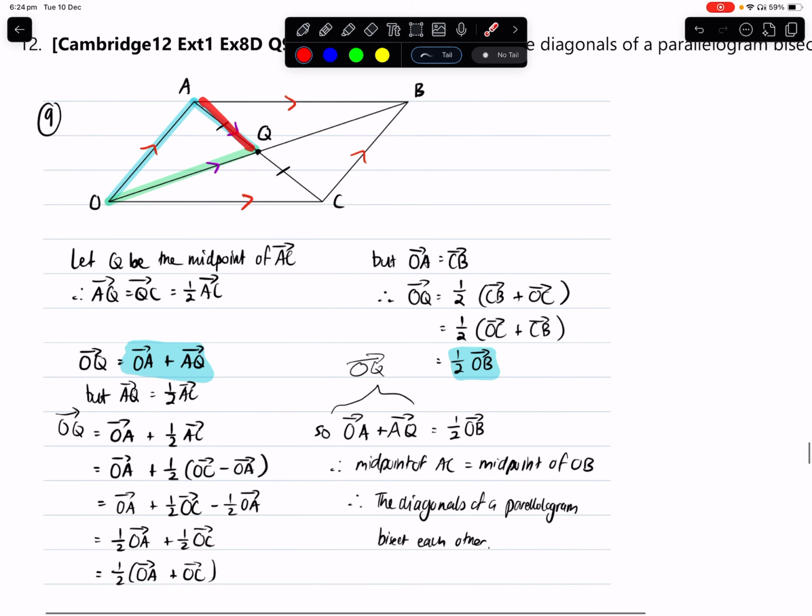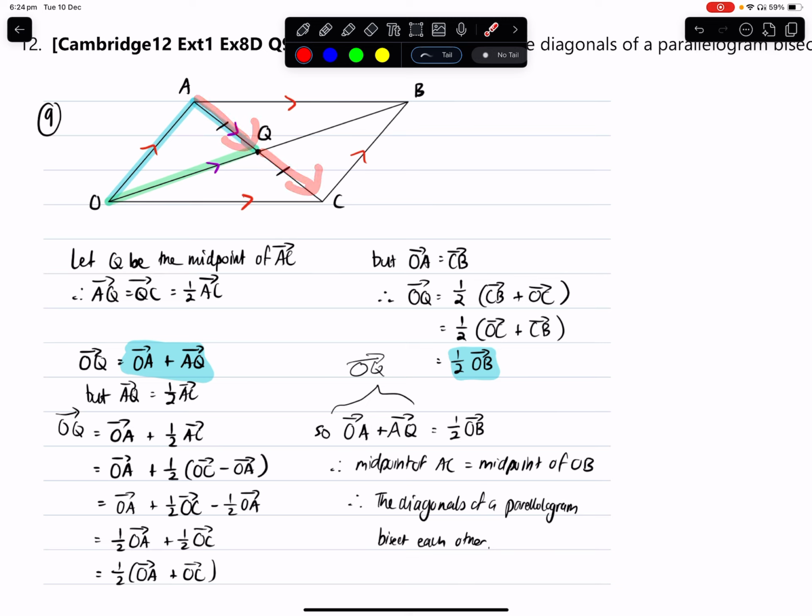AQ and QC basically are the same vector. They are equal to half of AC, which is half of the vector going this way. OQ also is equal to OA plus AQ, using the sum of vectors. But we know that AQ is half of AC.